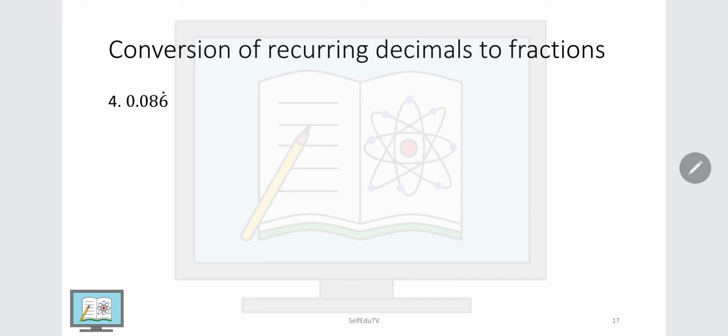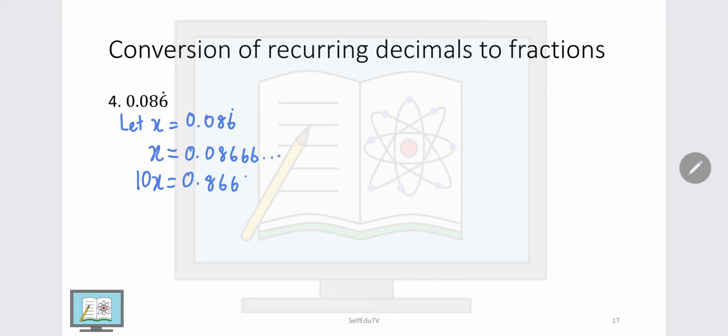Okay, how about this one? So I let x. So only the digit 6 is repeating. So since only one digit is repeating, I multiply by 10, but you have to be careful of the arrangement. So 0.08666, if I multiply by 10, I'll get 0.86666.